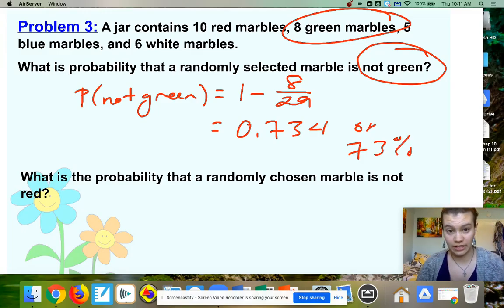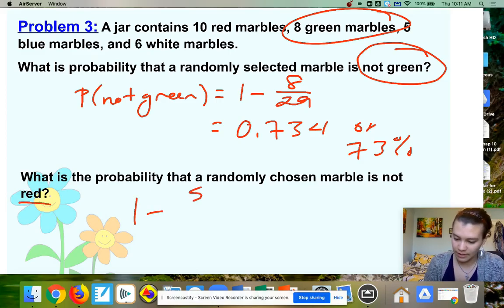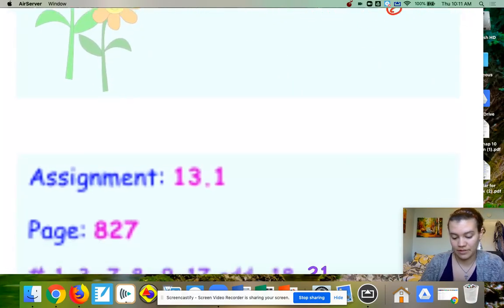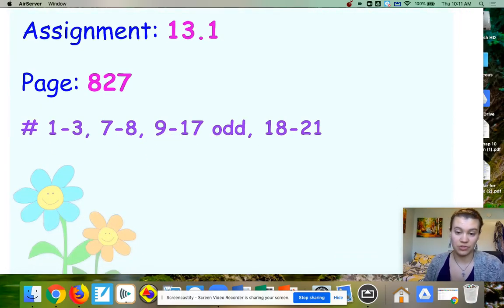So again, you can either do 10 plus 6 plus 5 divided by 29 or do 1 subtracted. Same idea here for which one is not red. So do 1 minus 10 over 29, and you'll get 0.655 or 65.5%. So there is a Math Excel if you want to do it, or you can do this bookwork as practice.